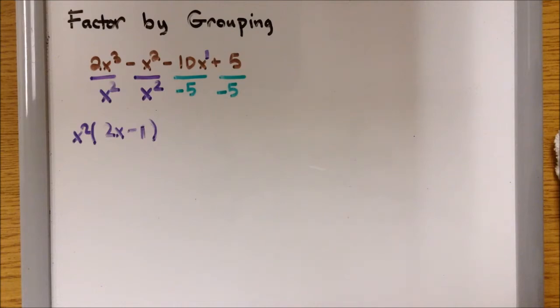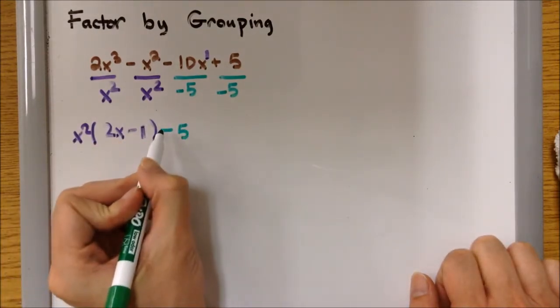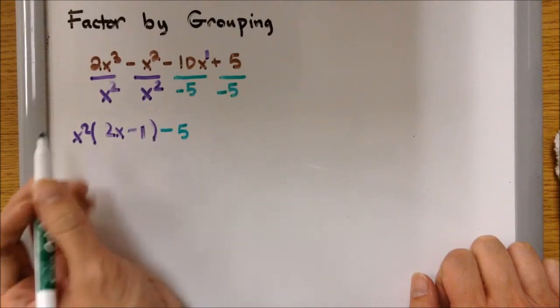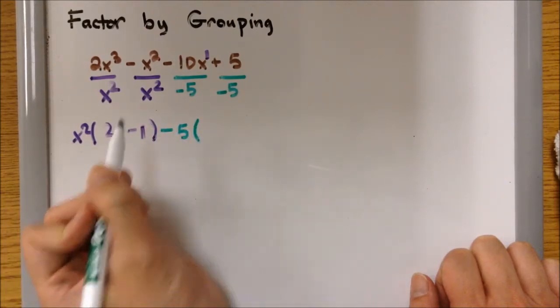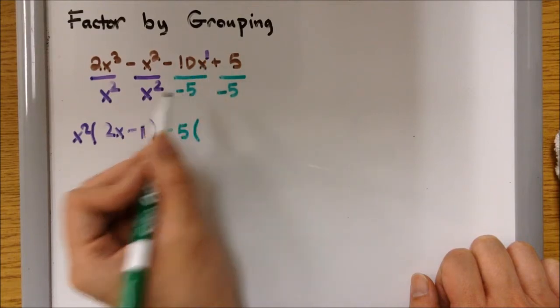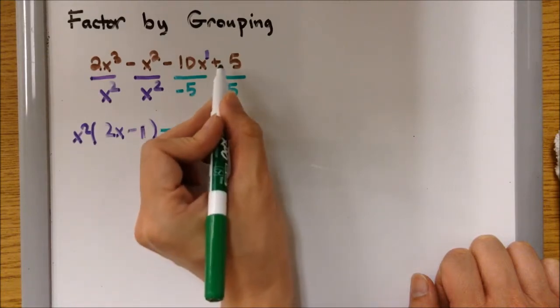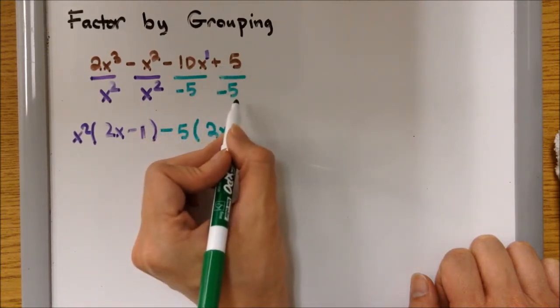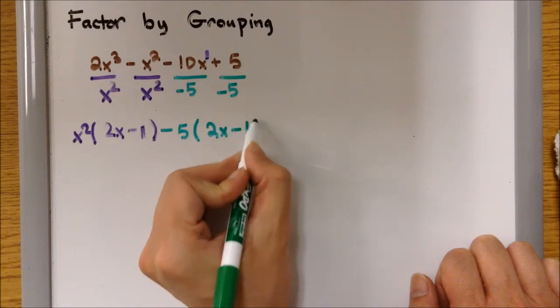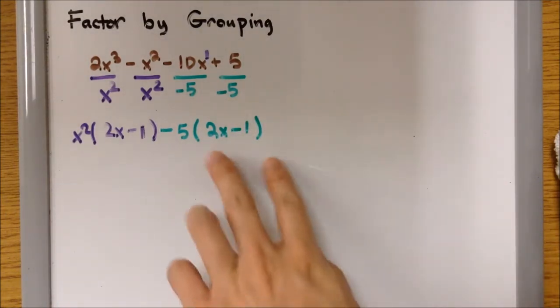Now we'll do the same process with the right side, the last two terms. The negative 5 would be outside the parenthesis. So you see how I wrote minus 5 after the first set of parentheses? Open parenthesis. Negative 10x to the 1 power divided by negative 5 will become positive 2x. Positive 5 divided by negative 5 will become negative 1. So there, I grouped it with parentheses.